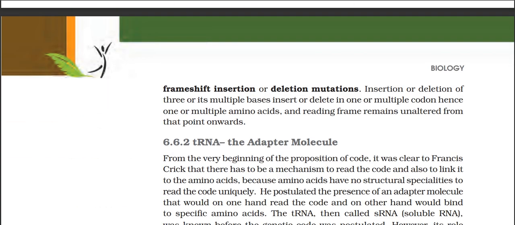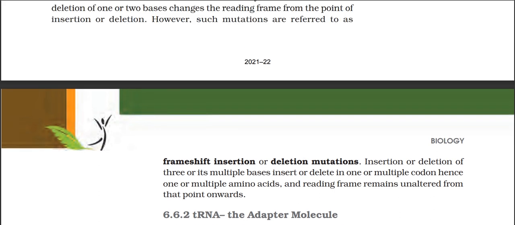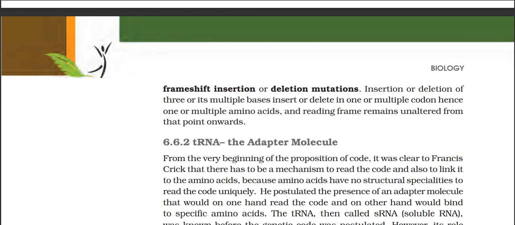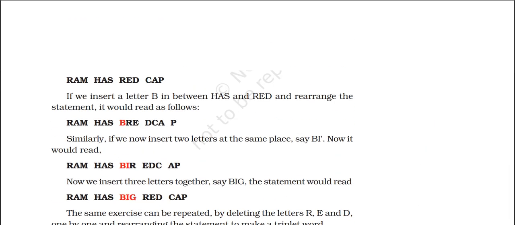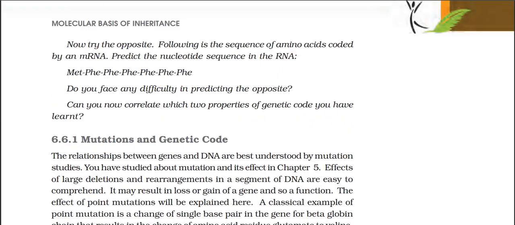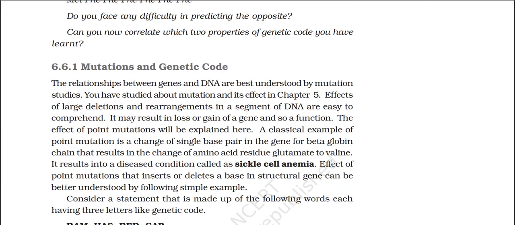Now try the opposite. Following is the sequence of amino acids coded by an mRNA. Predict the nucleotide sequence in the RNA. Do you face any difficulty in predicting the opposite? Can you now correlate which 2 properties of genetic code you have learned?